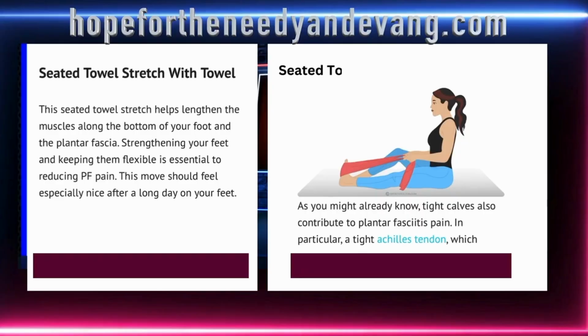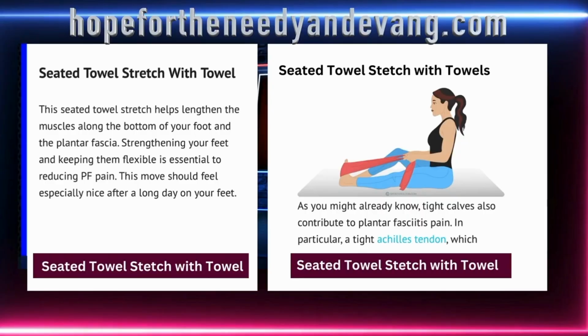The muscles worked on are the posterior tibial, which is the back leg muscles, tibialis anterior, the front leg muscles, Achilles tendon, the tendon that connects the back of the calf to the foot, then the plantar fascia and the intrinsic muscles of the foot. Strengthening your feet and keeping them flexible is essential to reducing heel pain or plantar fasciitis.